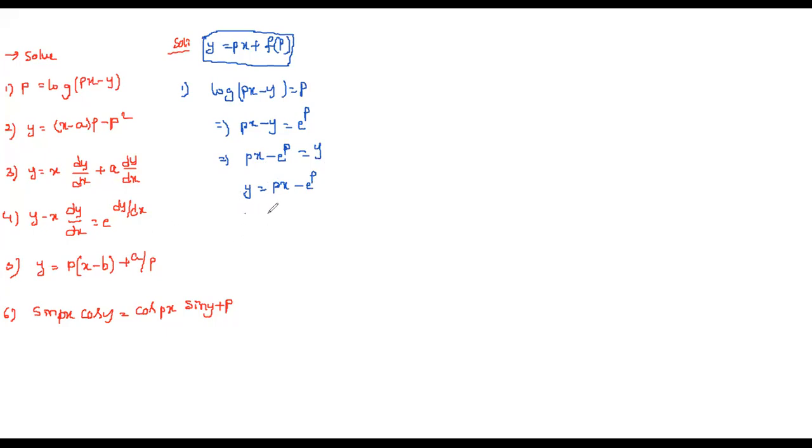So this is in the form, this is a Clairaut's equation, which is of the form y is equal to px plus f of p. And immediately what we can write, we need to substitute p is equal to c in that. So therefore the general solution is nothing but y is equal to cx minus e power c. That's it. That is the general solution of the first problem.